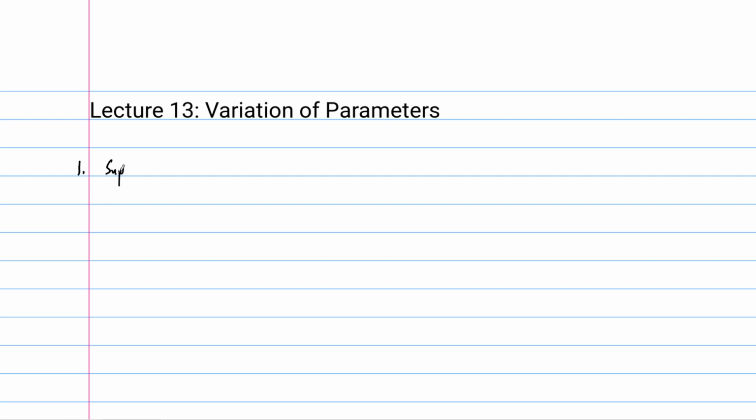So for this method, we are going to suppose that we have a linear homogeneous differential equation, y double prime plus p of t y prime plus q of t times y equals 0. Let's suppose that this has the general solution of the following form.